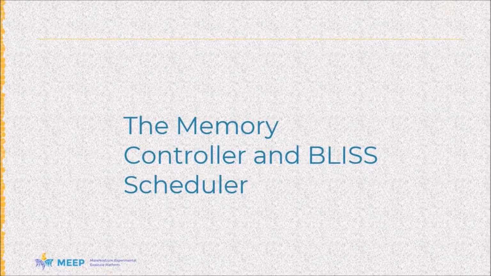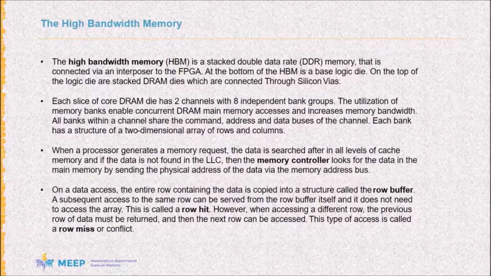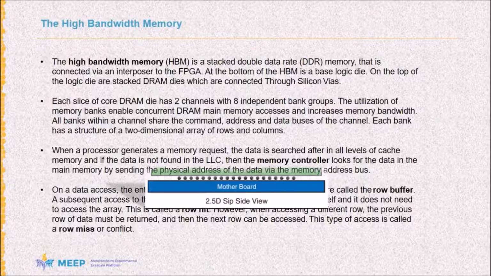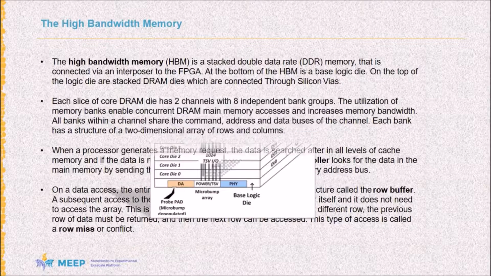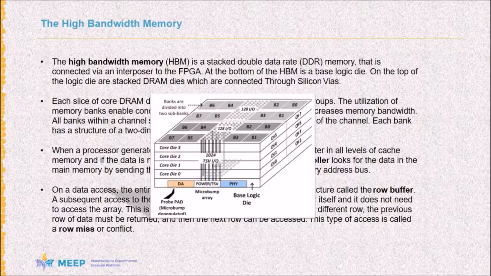Let's continue with the memory scheduler, starting with the high bandwidth memory description. The high bandwidth memory is a stacked double data rate memory that is connected via an interposer to the FPGA. At the bottom of the HBM is a base logic die. On the top of the logic die are stacked DRAM dies which are connected through silicon vias.